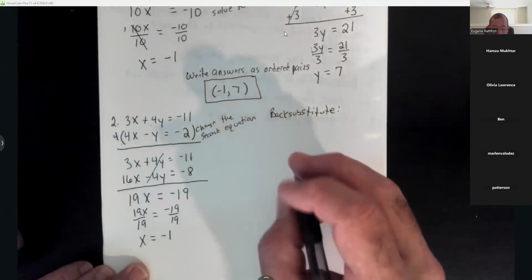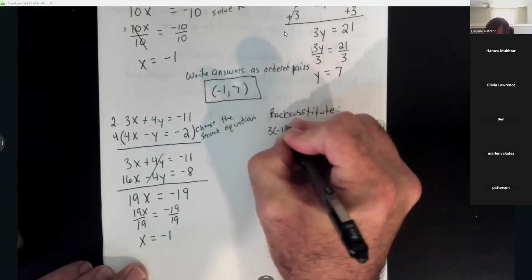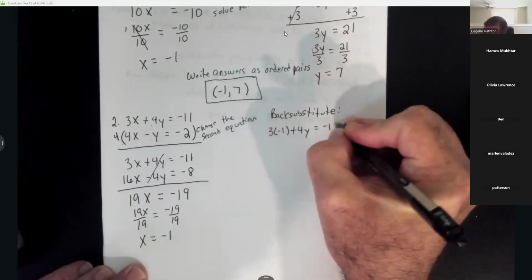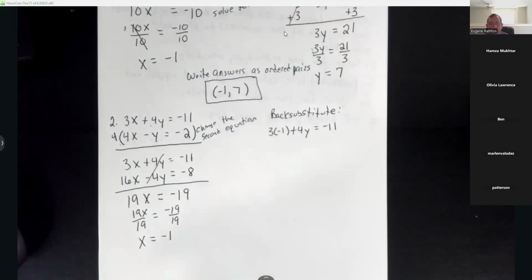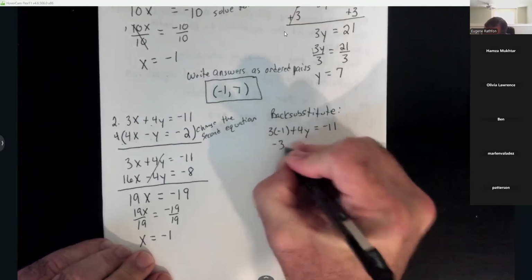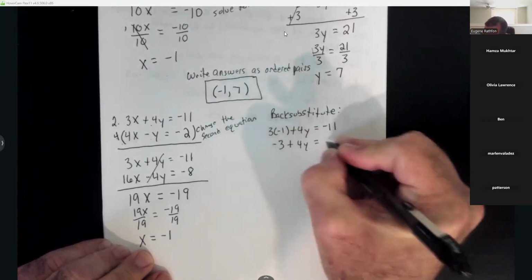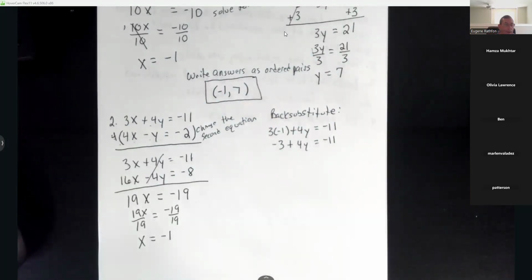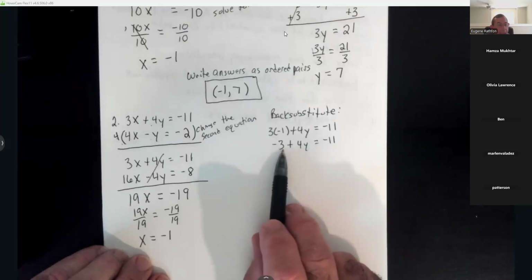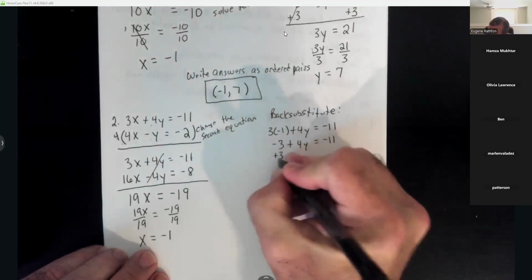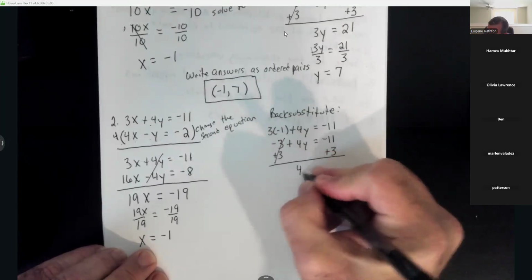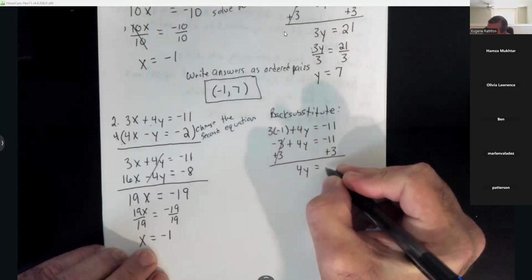So that's going to be 3 times negative 1 plus 4y has to equal negative 11. 3 times negative 1 is a negative 3 plus 4y equals negative 11. So y'all, let's see what that's going to give us. We're going to move this negative 3 by adding 3 to both sides. So look, those cancel. I get my 4y equals a negative 8.